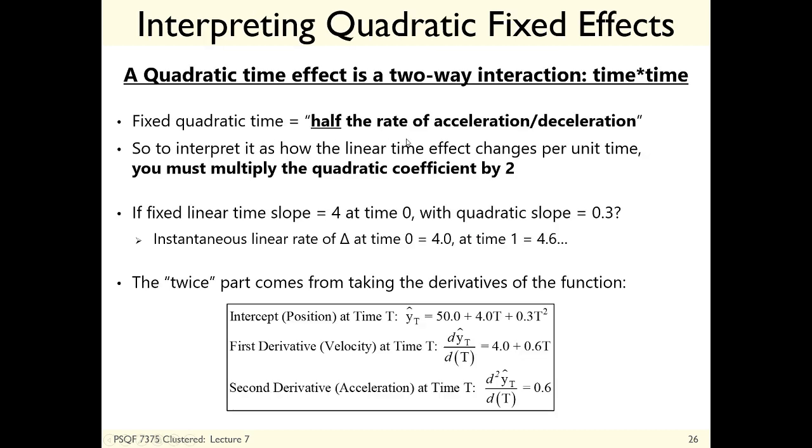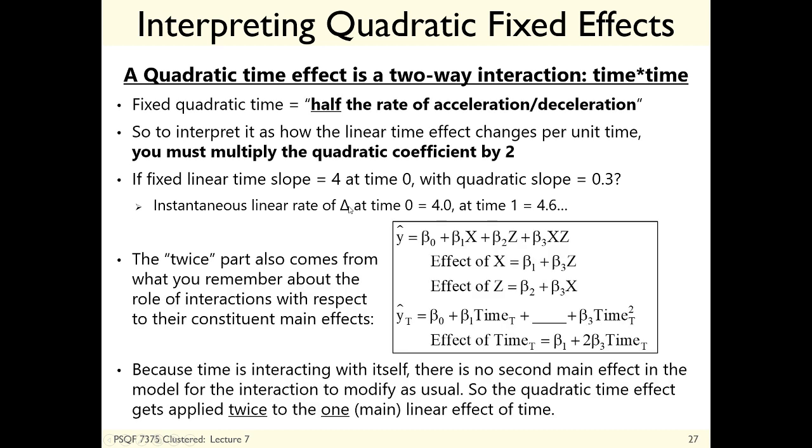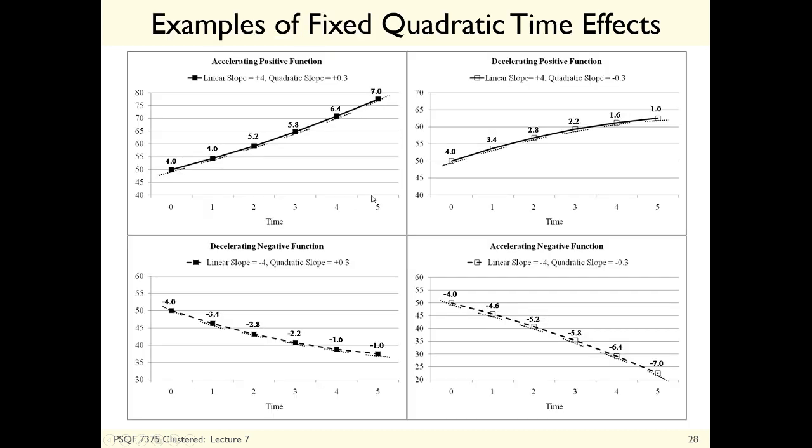So we had an instance of this, but how you interpret a quadratic effect: the quadratic coefficient is twice how the rate of change changes per unit time. That's the rule. And I have a couple reasons for why this rule is there that you can peruse at your leisure. I just wanted to show you some pictures.